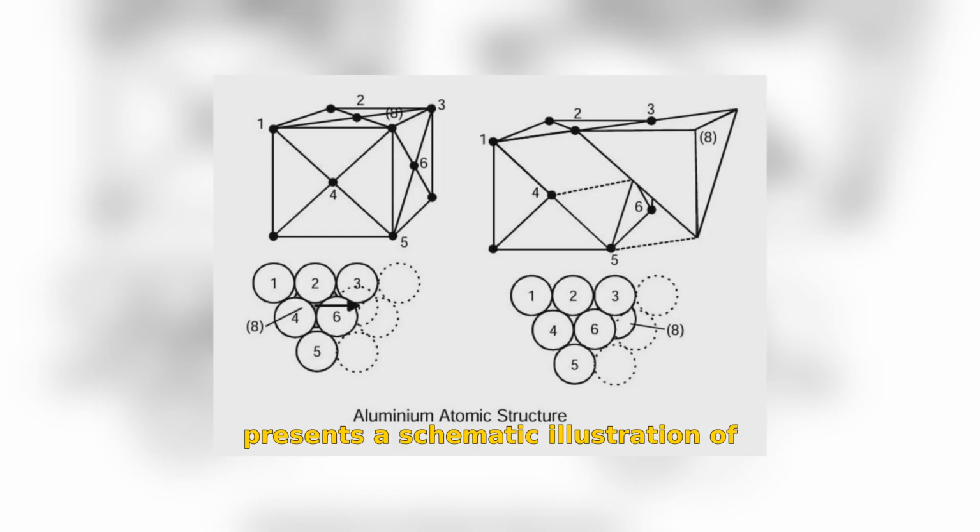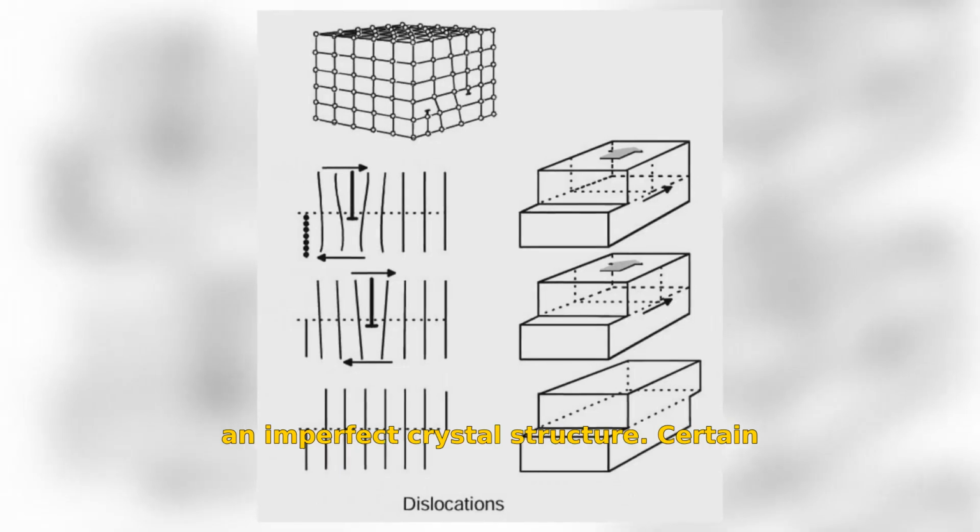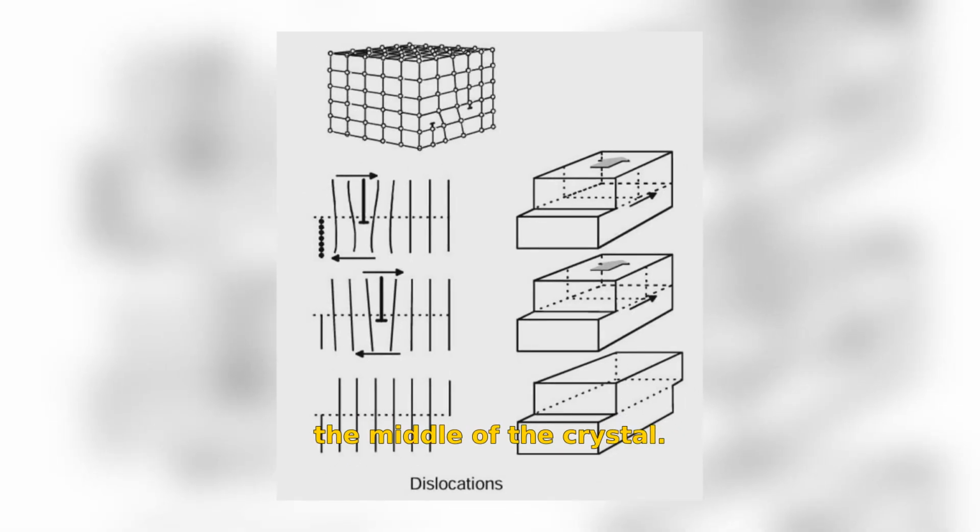This figure presents a schematic illustration of an imperfect crystal structure. Certain planes of atoms end in the middle of the crystal. The line that forms along the edge of such an extra plane is called a dislocation. The dislocations move along the slip planes.